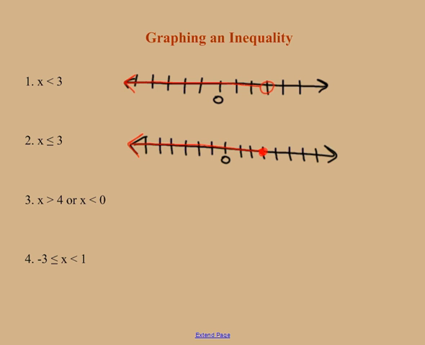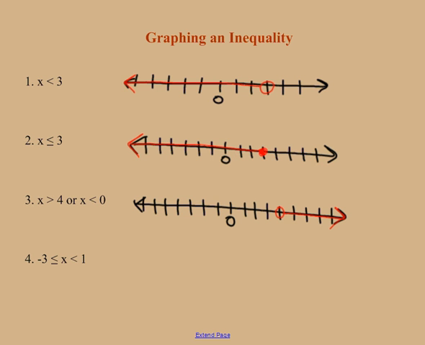All right, number 3. Let's start with our number line. So number 3 has actually kind of 2 inequalities with the word or. It says x is greater than 4 or x is less than 0. So x is greater than 4. We go over to positive 4 on the number line. 1, 2, 3, 4. Open circle because it cannot equal 4. Greater than will go to the right.